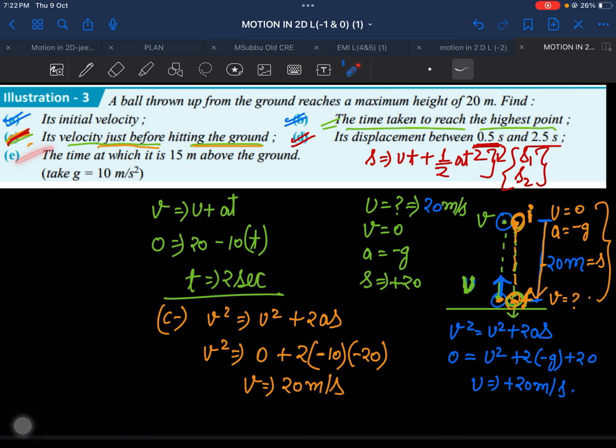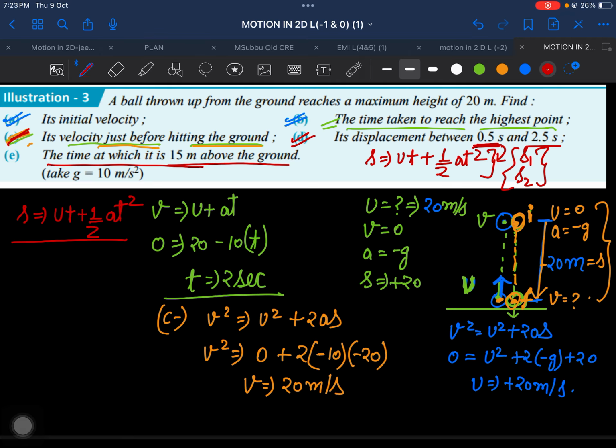The time at which it is 15 meter above the ground. Yeah, we can also do it. Which equation can we use? You have to find the time at which it is 15 meter above the ground. So s equals ut plus half at square. Just think, everyone, can we use this equation? So displacement is plus 15, the initial velocity u you know is 20, time you have to find, and it is plus half, a is minus g, minus 10, and t square. This is a quadratic equation.